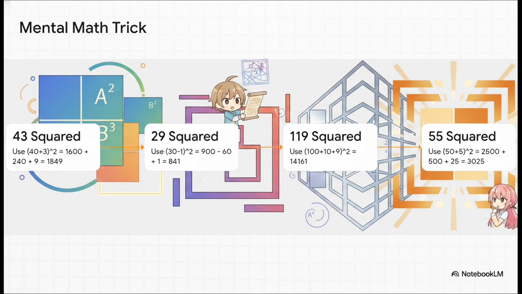Same with 29 squared. Treat it as 30 minus 1 squared. Or look at 55 squared. Just visualize it as 50 plus 5 squared. 50 squared is 2500, 5 squared is 25, and 2 times 50 times 5 is 500. So 2500 plus 500 plus 25 instantly gives us 3025.